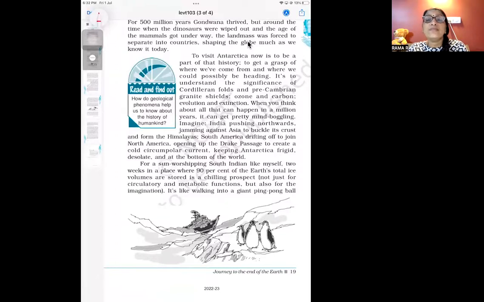To visit Antarctica now is to be a part of that history. इसका मतलब क्या होता है? This is because ये वो history है, मतलब जब हम अंटार्कटिका जाते हैं, ये वाला क्वेश्चन, how do geological phenomena help us to know about the history of mankind? जब हम वहां जाते हैं तो हमें ये भी याद आता है कि we are part of this land.